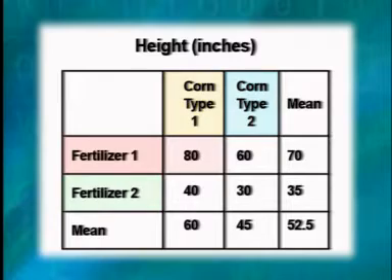In other words, you don't just use fertilizer 1 with corn type 1, but instead you use fertilizer 1 with both the corn types and you use fertilizer 2 with both the corn types.